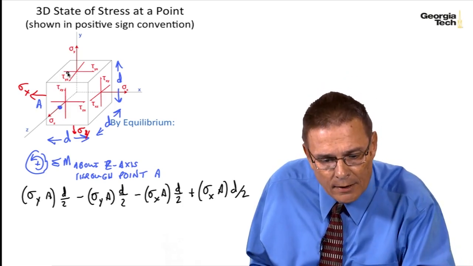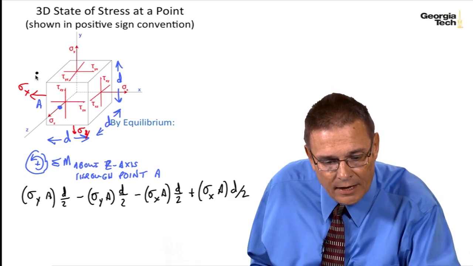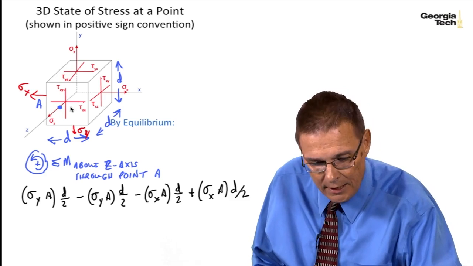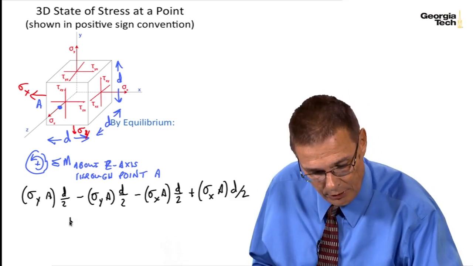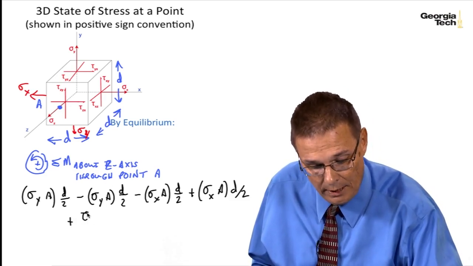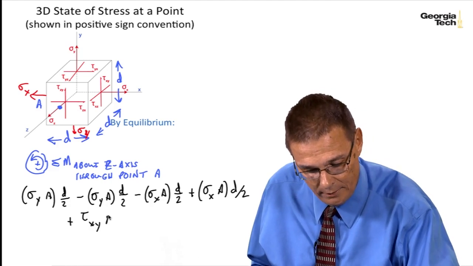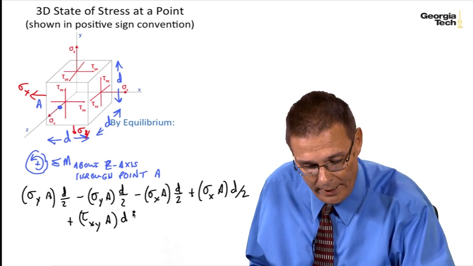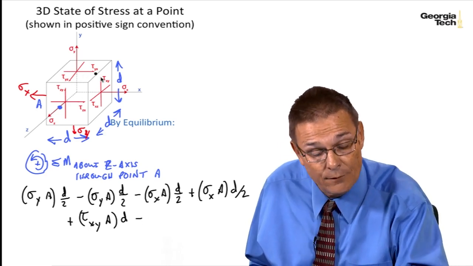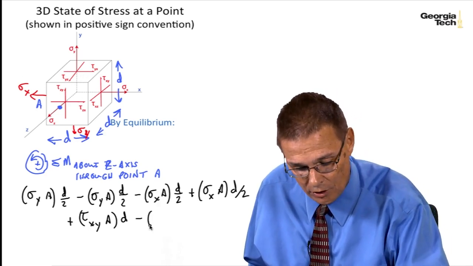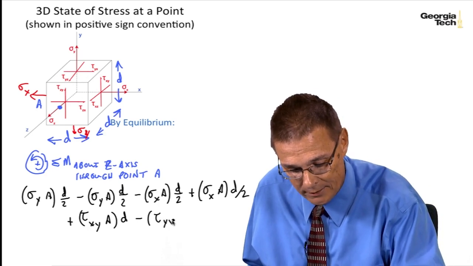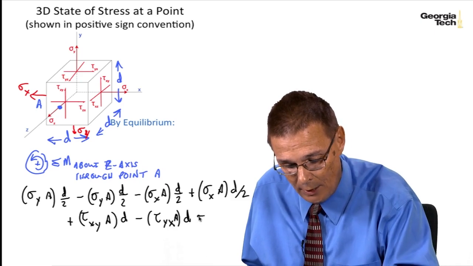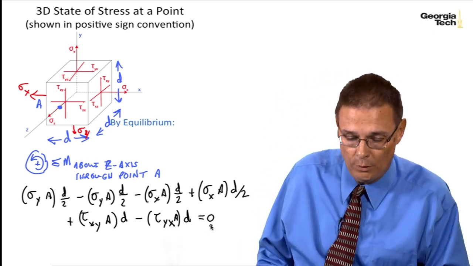So we're going to have tau sub xy. It's going to tend to cause a counterclockwise rotation. Its moment arm is d. And so we've got plus tau sub xy times the area times d. And then we've got a tau sub yx. It's going to be negative because it's going to cause a clockwise rotation: minus tau sub yx times A times d. And all of that has to equal 0 for equilibrium.